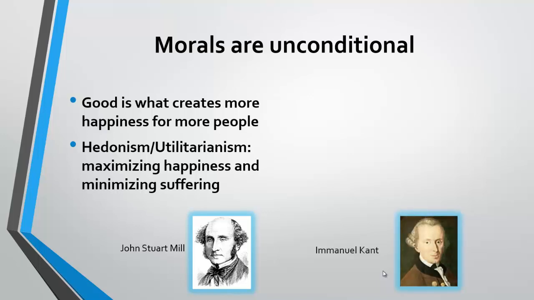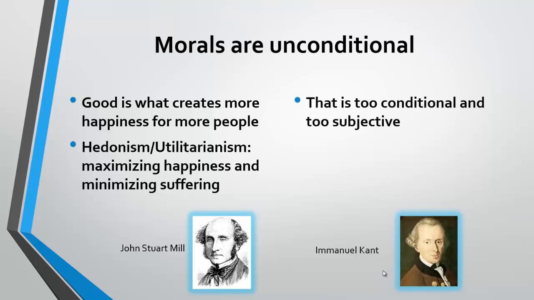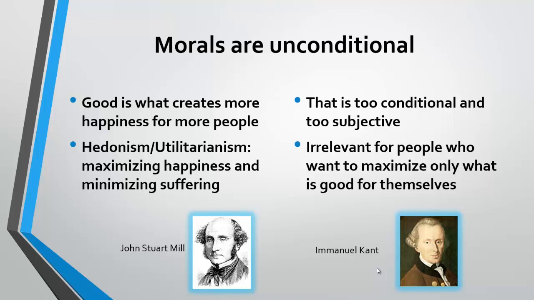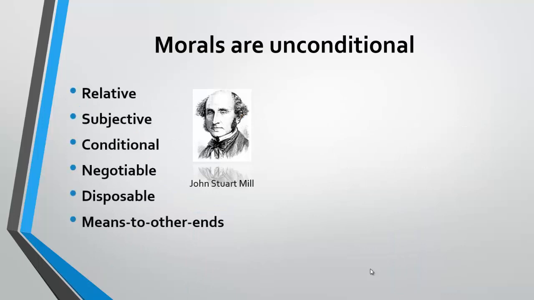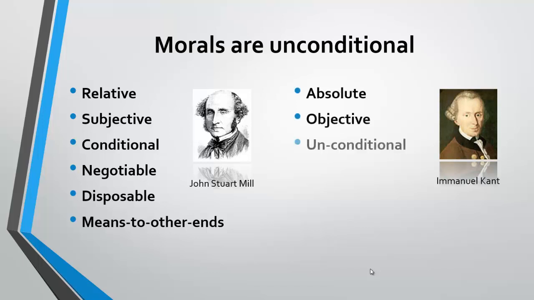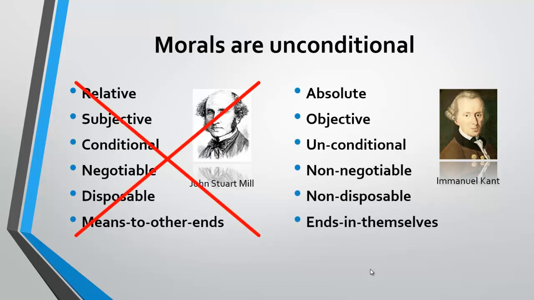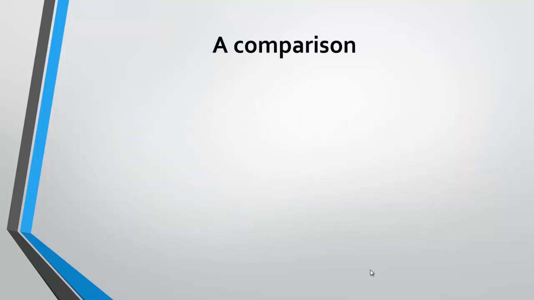I think Immanuel Kant is a much better approach. He finds that too conditional and too subjective. It's irrelevant for people who want to maximize only what is good for themselves. So for that reason, he rejects the left side. And I would like to follow him. John Stuart Mill would say that all morals and rules in morality are relative, subjective, conditional, negotiable. Kant would say they are absolute, objective, unconditional, non-disposable. They are ends in themselves, not means to other ends.